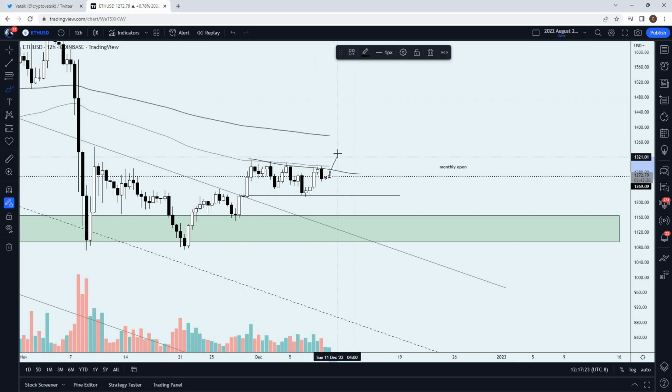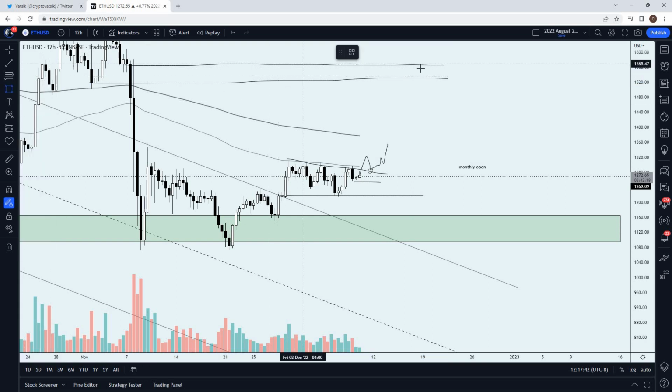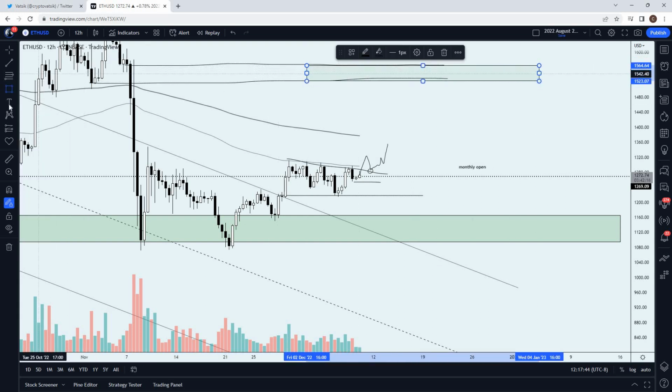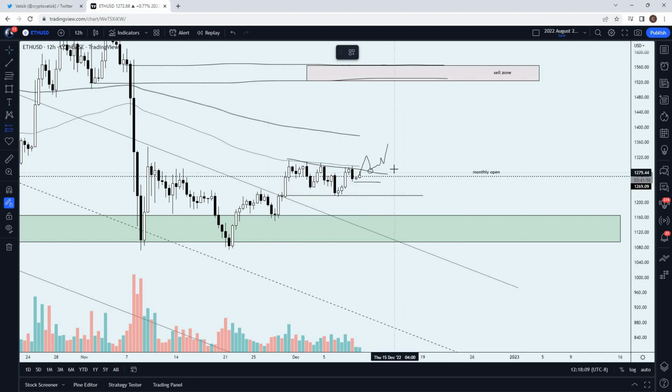You could wait for a reclaim of this downward trend right here. So you could wait for a reclaim there, enter on the retest, stop loss below this low. And then ultimately I'd be targeting this breakdown level up here, right around 1500, just over 1500, 1550, or maybe this low right here. So somewhere in that zone, you can basically draw out your sell zone up here. That's where you'd be looking to sell, which would give you decent R&R.